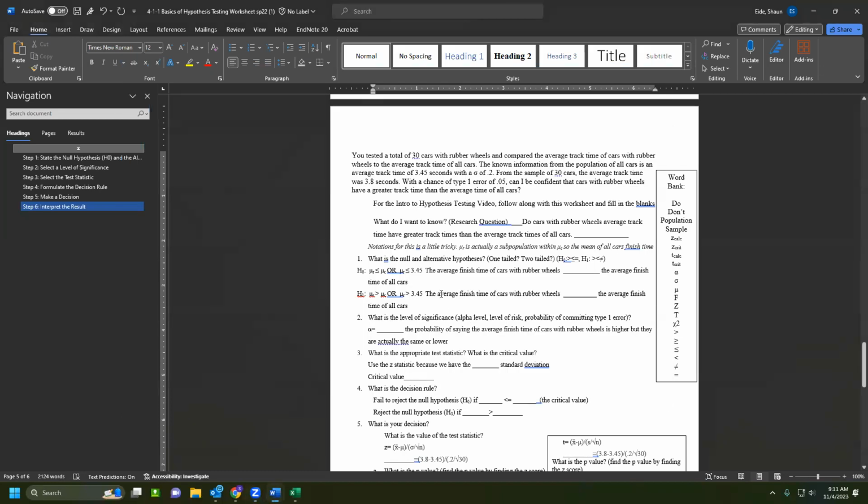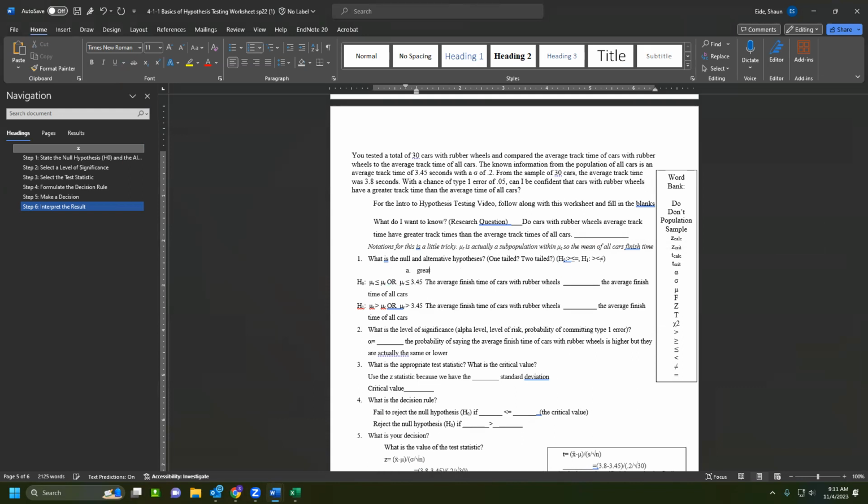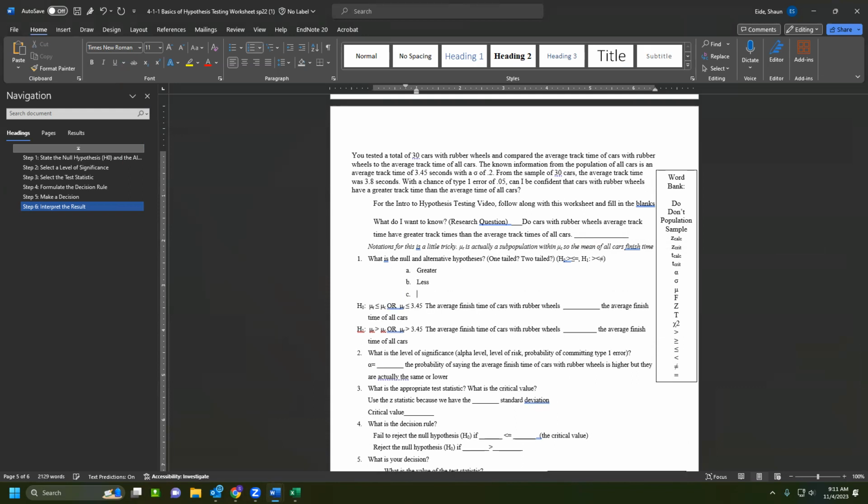Okay, so let's see here. We're looking at the research question. So what is the null and alternative hypothesis? First thing that I want to know, is this a one-tailed test or a two-tailed test? There are three words that I want to look for: greater, less, and different.